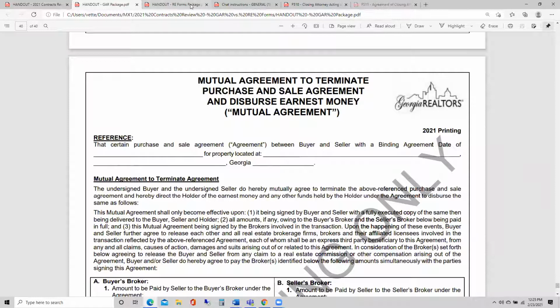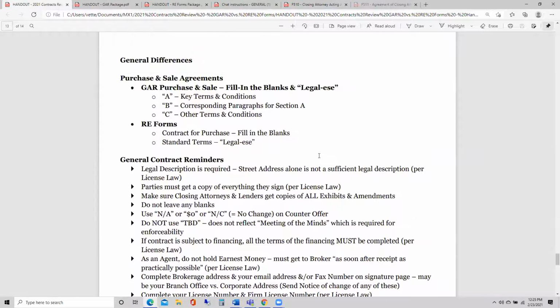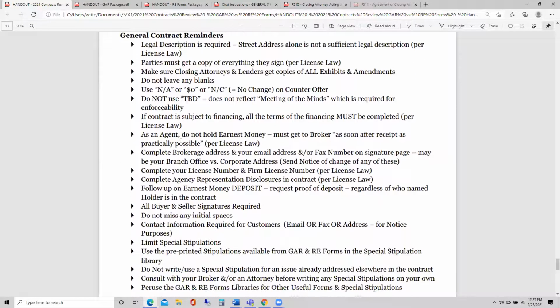That was it for that. All right, so just a couple of conclusions, just general differences. Again, regarding the fill in the blanks and the legalese, GAR has A, the fill in the blanks, B, the corresponding terms or the legalese, and then C are the other terms. The RE forms, the fill in the blanks are throughout the actual contracts, and the standard terms are the legalese.